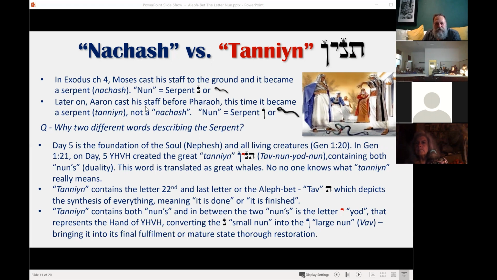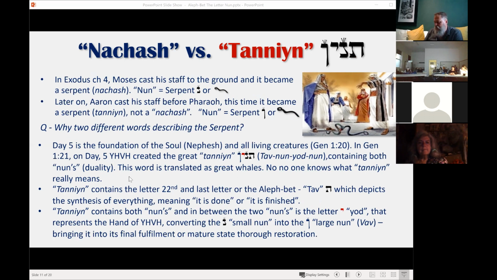So the serpent in this case, the Tanin, is not an evil serpent. It is the serpent that opposes the enemy serpent and that actually overcame him. So that was a fascinating find to see the two words for serpent, and the one has two nuns and the Chash has only one nun, which is the small one. Now, why the two different words describing serpent? Now, we need to dissect the word Tanin to understand what it really means.